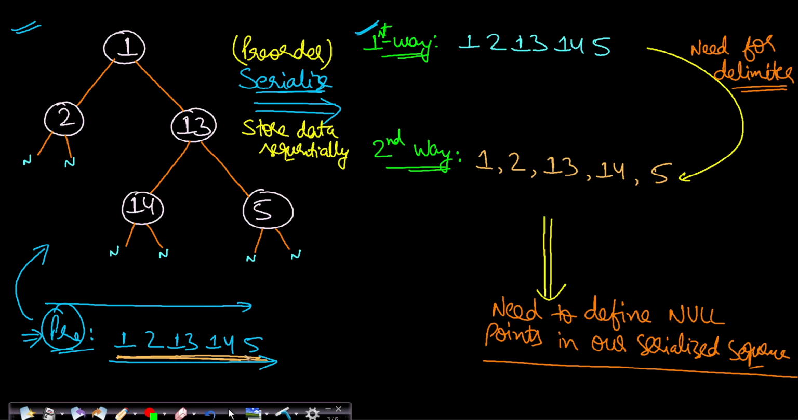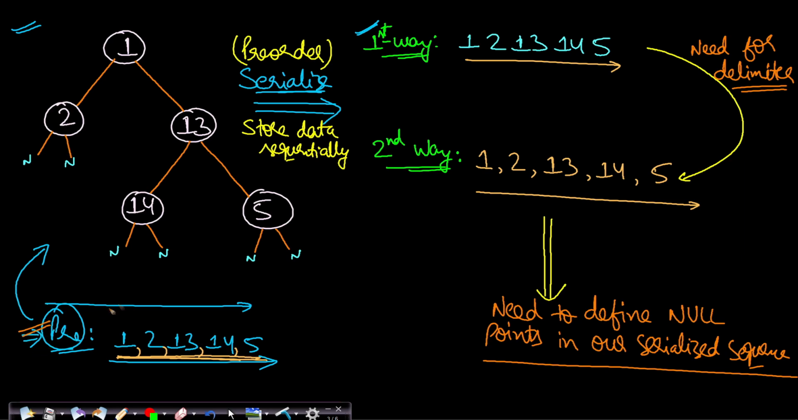So the first thing we understood is we need to have delimiters. We cannot just write like this; it doesn't make any sense. If we write using delimiters, then you will get this kind of a structure: 1, 2, 13, 14, 5. Now even if we use delimiters, given this pre-order, what information can we get?